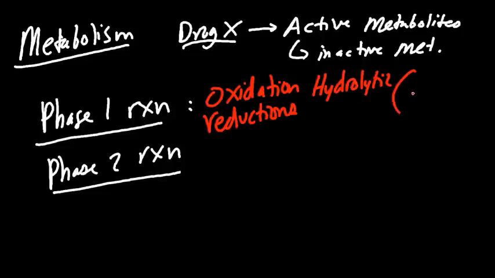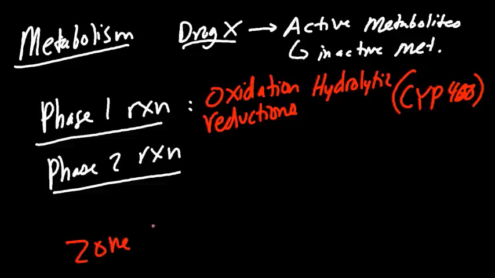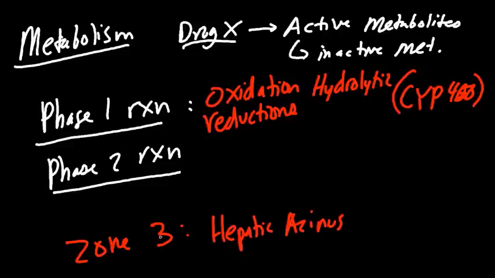How are we going to do this? It's going to be through our CYP 450 system. Our CYP 450 system in our liver. Now, where do we see this? This is going to be in zone 3 of our hepatic acinus. If you've learned it, this should bring back a little bit of nightmares. If you haven't learned it, just remember it's zone 3. There's 1, 2, and 3 of our hepatic acinus.